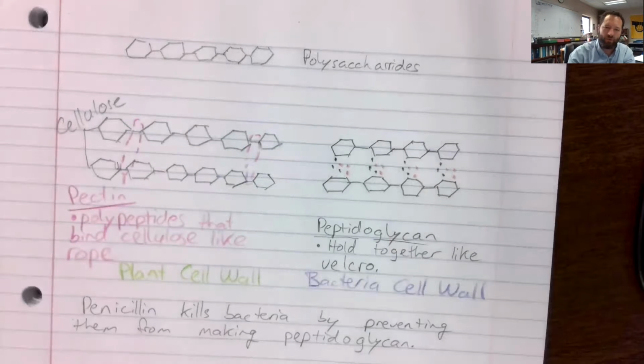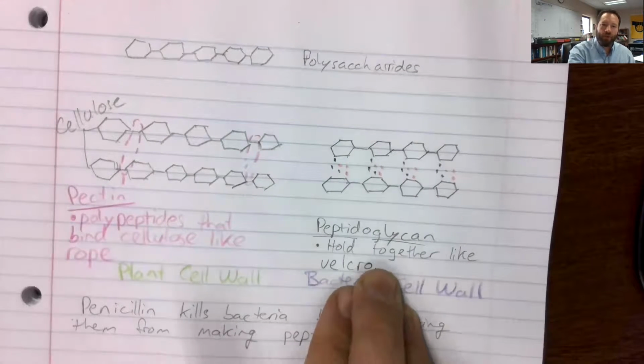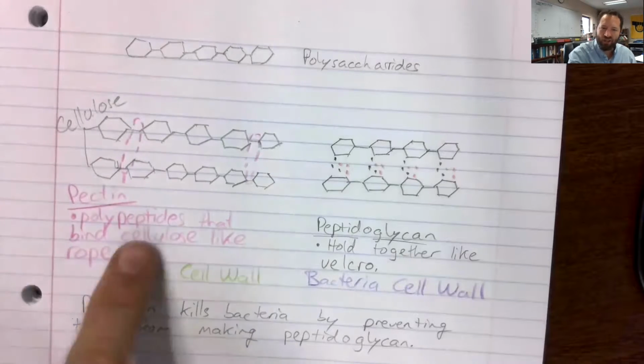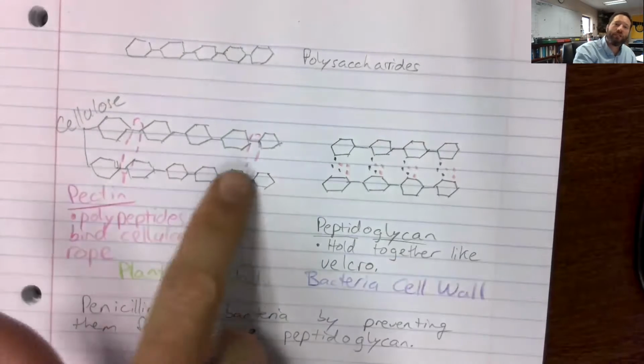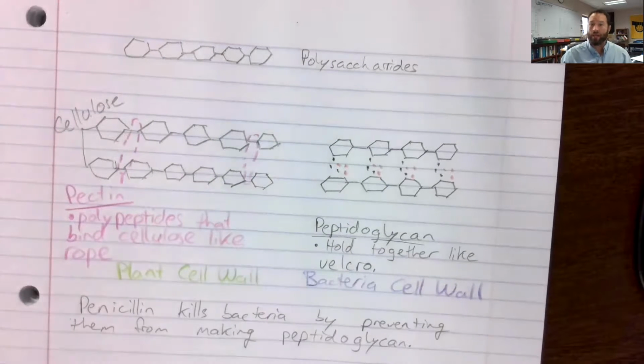So really pretty cool. I hope we are able to get back to this year. We'll see, but that's why penicillin works on bacteria, but doesn't work on plants. Penicillin does not kill plant cells because they have a completely different structure to their cells. They have pectin and cellulose as opposed to peptidoglycan.